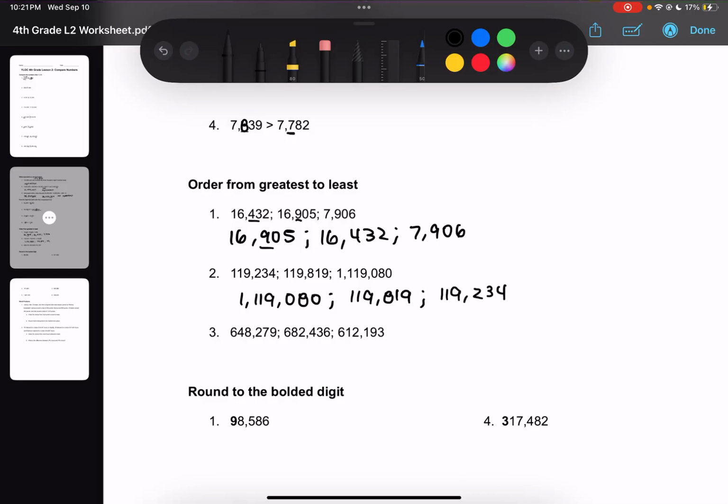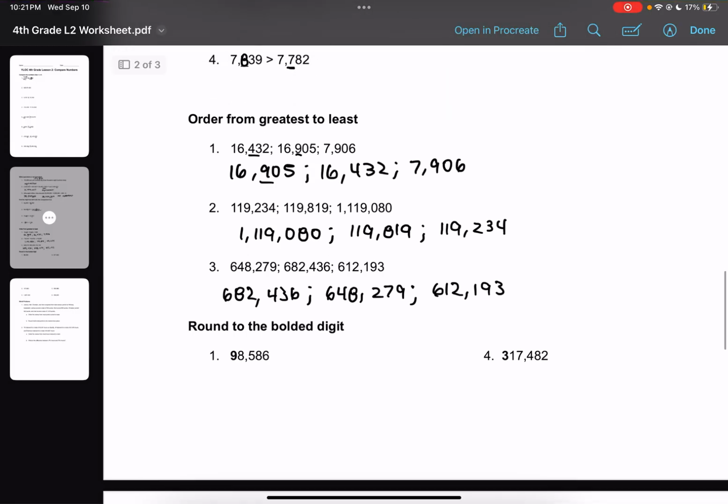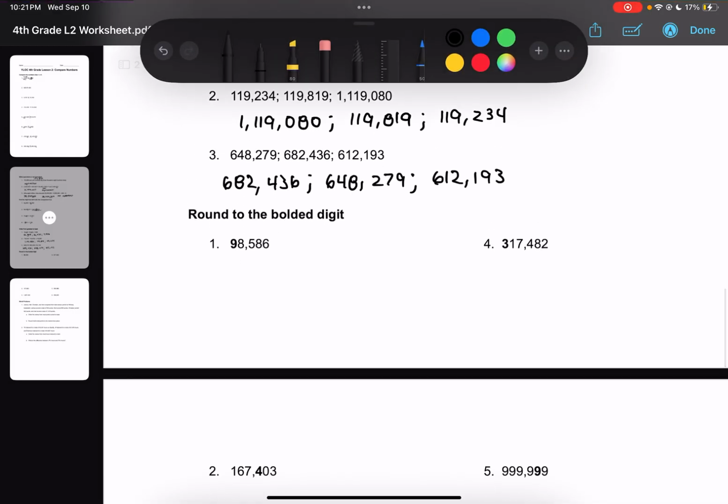And the last, number 3, you can see that the 682,436 is the greatest. After that, it's going to be the 648,279, and the last or the least is 612,193. Okay, and then the next section says to round the bolded digits.